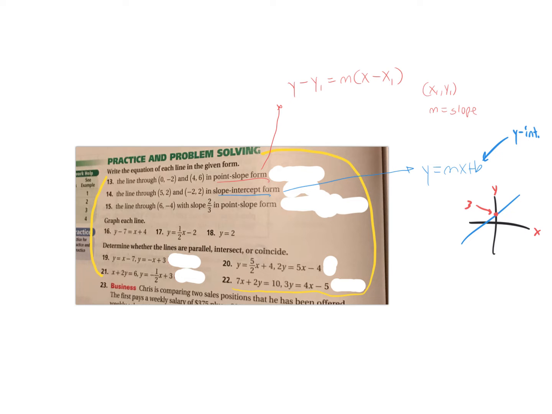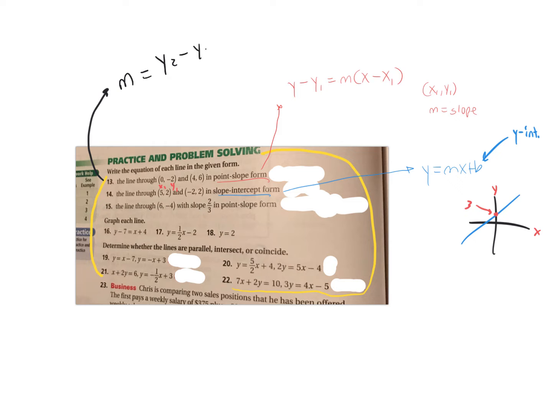Looking at problem number 13, we want to write the equation of each line in the given form. Problem 13 says the line through 0, -2 and 4, 6. First we're going to need the slope because they want it in point slope form. We already have a point, we could just use this point, x1, y1, but we're going to need the slope also. For that, we would have to utilize the slope formula.